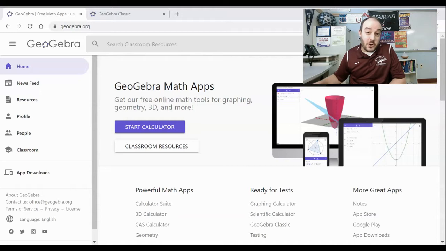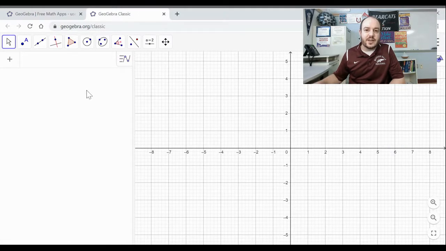So here we are at geogebra.org. Now, once we are here, you do not want to click on the start calculator. That's just the general calculator, and that's not what we're looking to use today. Instead, I'm going to go down here and click on GeoGebra Classic. And that's going to bring me to this screen right here.